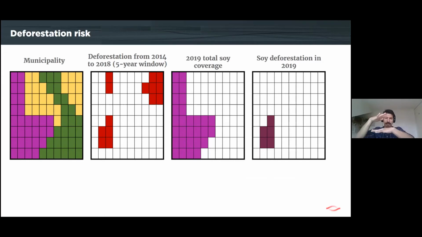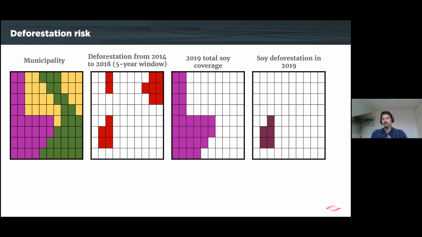So we overlap them, soy production with deforestation, and then we can see where soy was planted in recently deforested areas. In the case of soy in Brazil, we use a window of 5 years. So basically, if one area was deforested in 2015 and that area became soy in the next 5 years, we allocate that deforestation to soy.